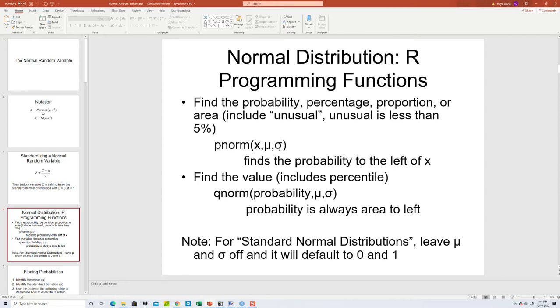And of course, mu and sigma are the population mean and population standard deviation. If it doesn't have any of those words, but asks you to find a value, including percentile, for example, find a score, find the age, find the number of pages, then more than likely it's this one here. And we'll use qnorm, and you'll pass in a probability. The probability is always the area to the left, and then our mu, and then sigma. And again, for standard normal distributions, leave mu and sigma off, and it will default to 0 and 1. Or you could put 0 and 1 there. They work the same.